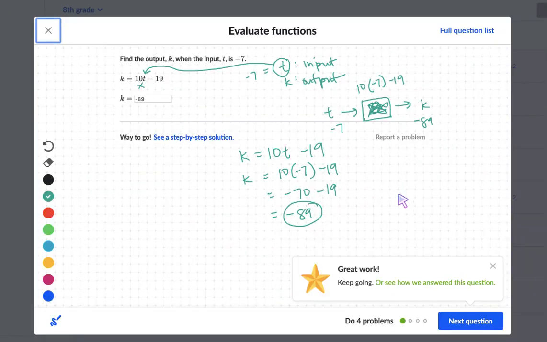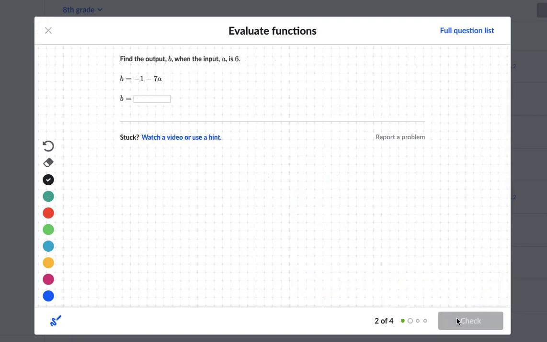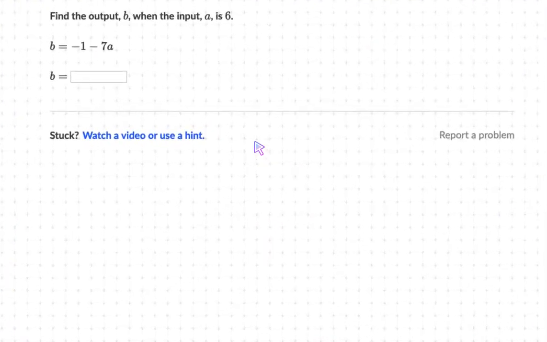Okay, so it's basically just substituting the input into the function. The function, which looks like an equation, but we know we're calling it a function now because we know for sure there's only going to be one answer. Let's try another example. Go ahead and pause this video and try it out on your own first.